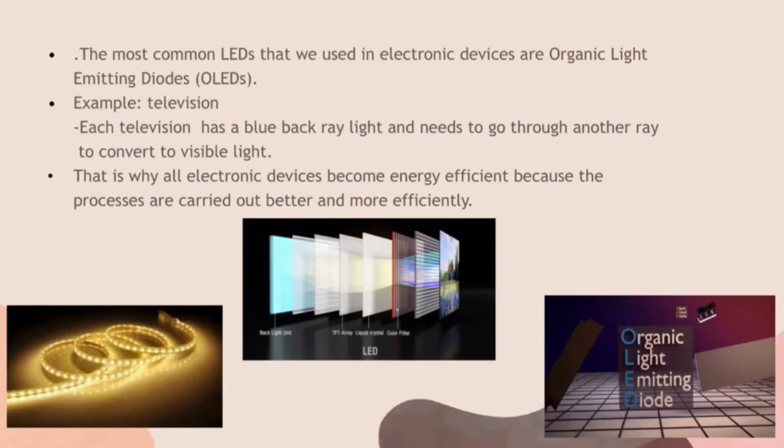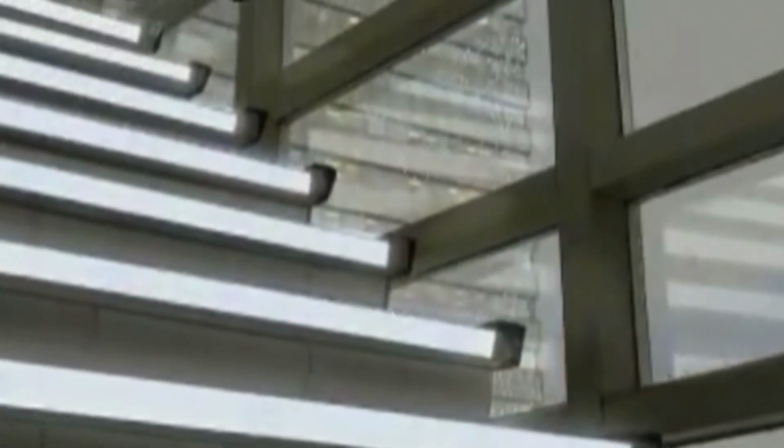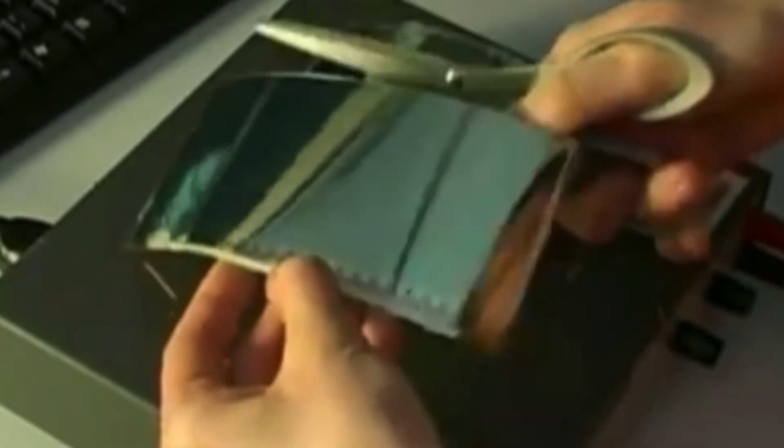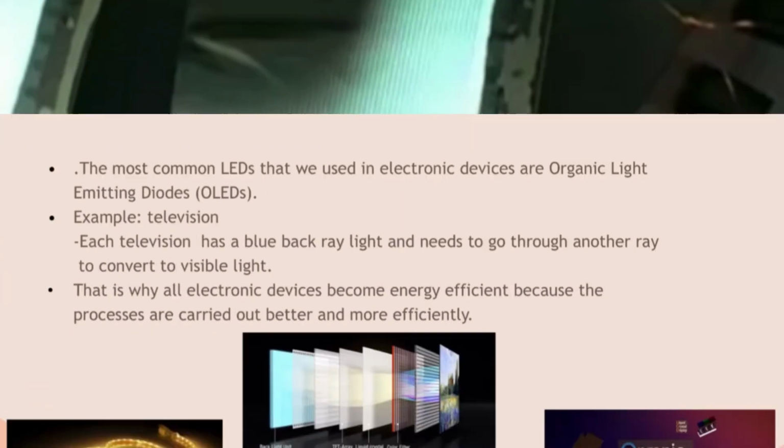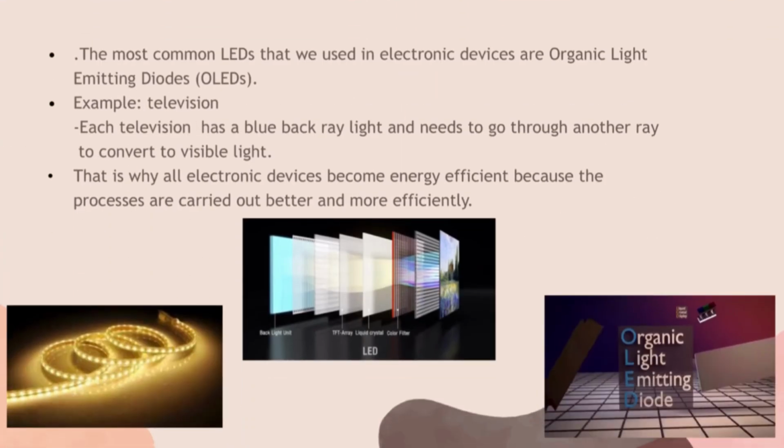The most common LEDs that we use in electronic devices are organic light emitting diodes, which we call OLEDs. The second example that we use every day is the television. Each television has a blue backlight and needs to go through another ray to convert to visible light. That is why all electronic devices become energy efficient, because their processes are carried out better and more efficiently.